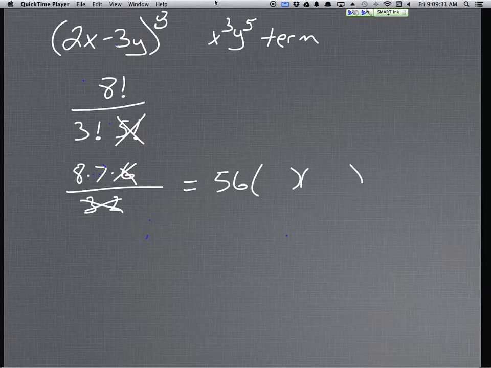Okay, so what do I need to raise 2 to? The 3. And what do I need to raise the negative 3 to? The fifth. Everybody okay with that? So now multiply that out for me and tell me what we get.